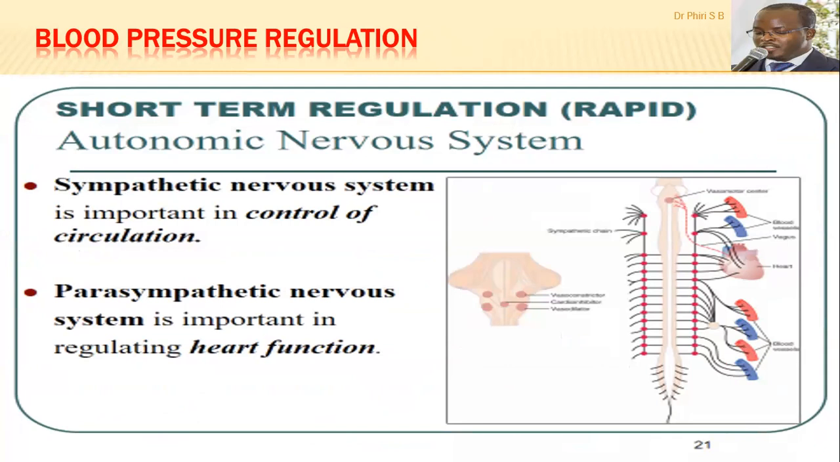The sympathetic pathways are important in control of circulation. Why? It's because these sympathetic nerves innervate most of the blood vessels, as compared to the parasympathetics that are mainly involved in regulating the heart function. The parasympathetics don't necessarily innervate the blood vessels, but the sympathetics do. So the sympathetics are important in control of circulation, and the parasympathetics, heart rate. So you need to know this difference.